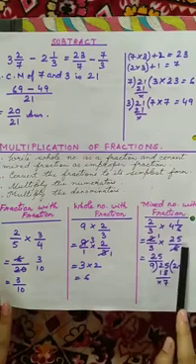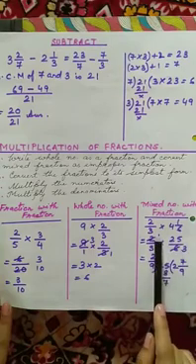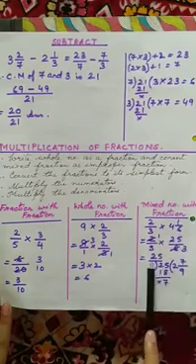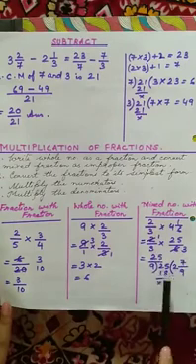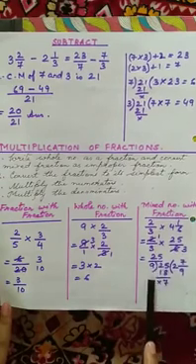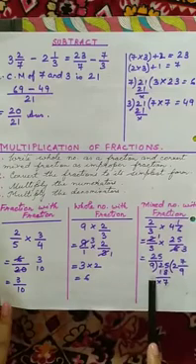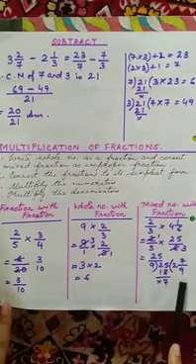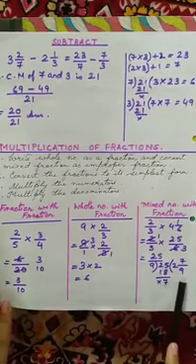So we multiply the numerators. 25 into 1 is 25. 3 into 3 is 9. 25 by 9 is an improper fraction. So we change it to mixed fraction. I hope this is clear.